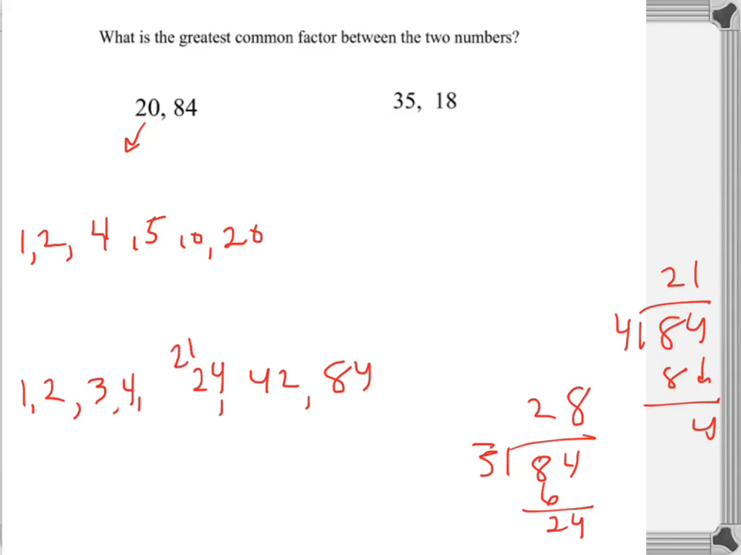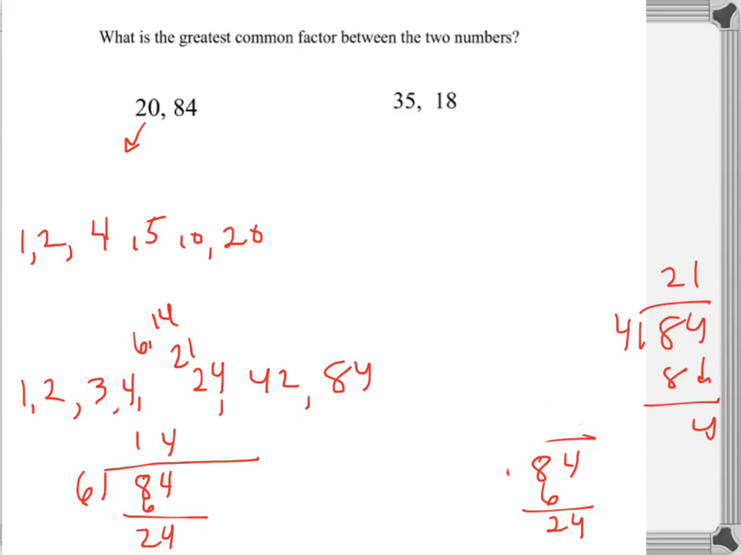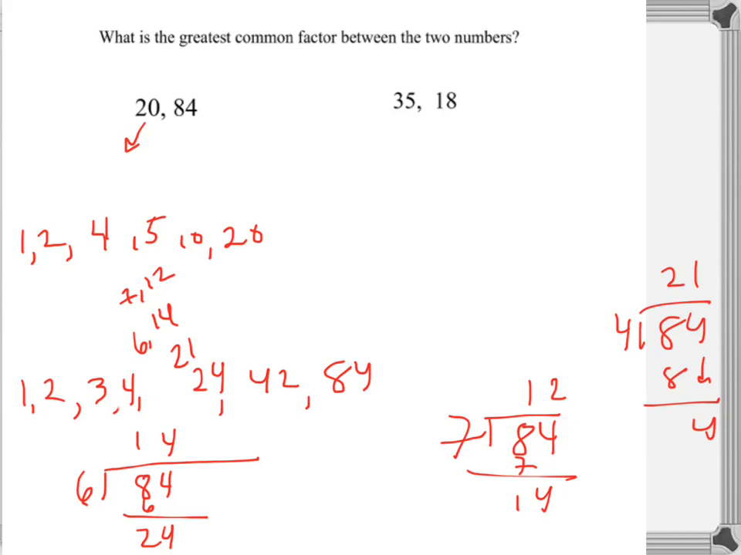21 would go there. 5 doesn't go into 84. 6, it's divisible by 2 and 3, so 6 must also go into it. So 6 and 14. I should have made my line a little bit bigger, more spread out. Okay, then 7. 7 doesn't go. Well, it might go into it once. 7, 1, 4. So it goes into it 12. So we have 7 and 12. Does 8 go into it? It doesn't. And 9 doesn't go into it. So that's all the factors here.